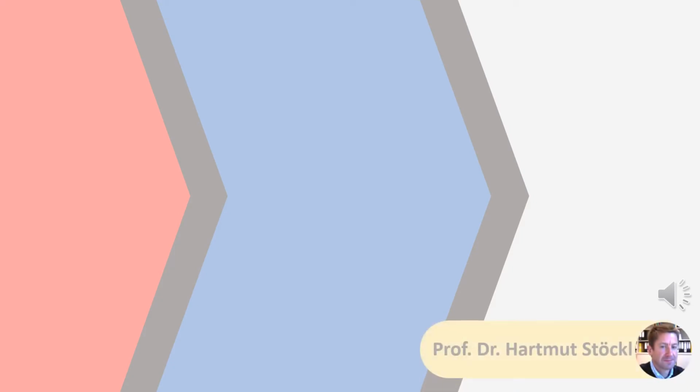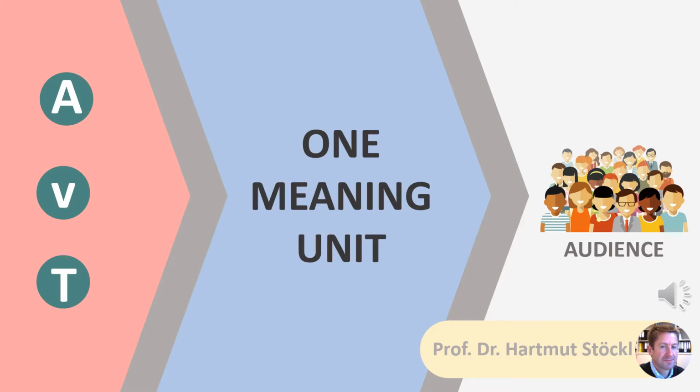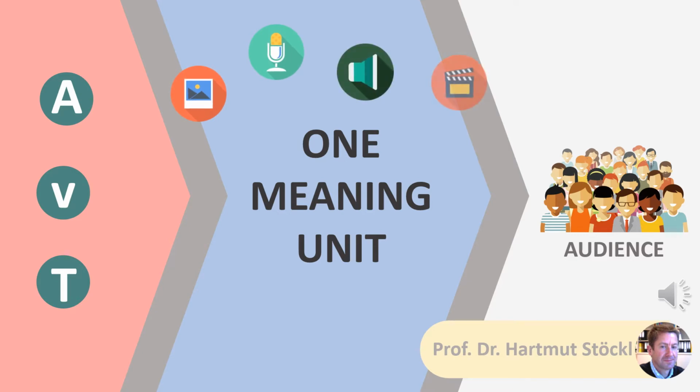Stock explained that the audience always perceive the video or audio-visual text as one meaning unit, but in fact, it consists of many meaning-making signs, like pictures, sounds, and even body languages. All of these signs can be used to convey the meaning to the audience.